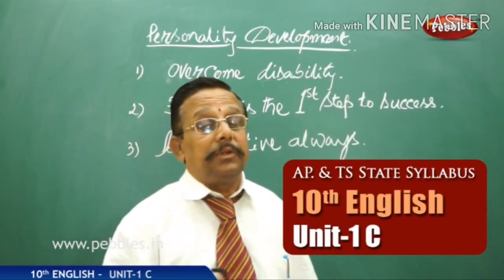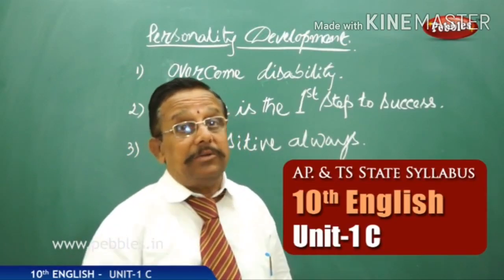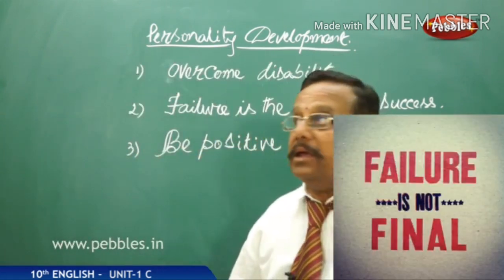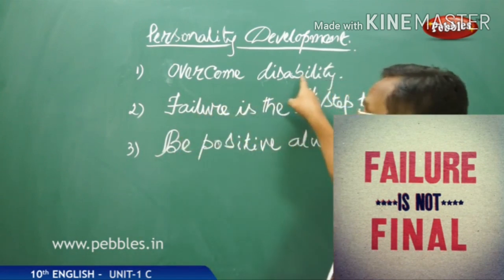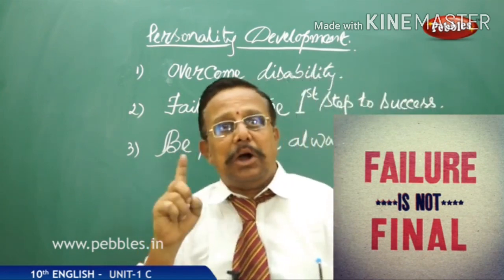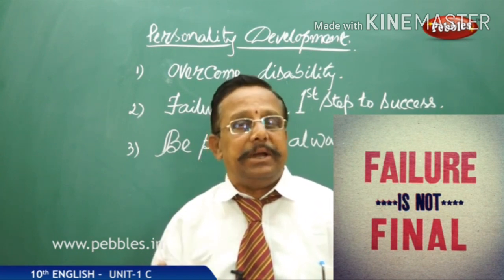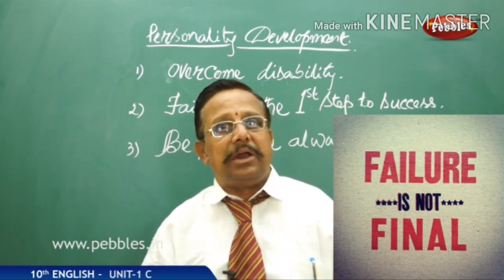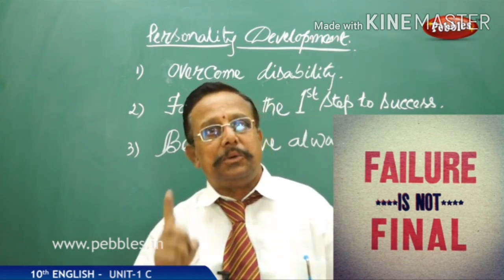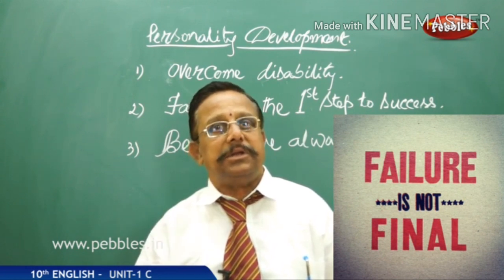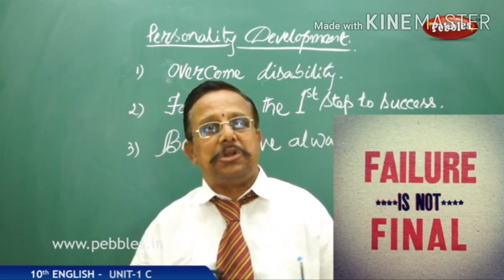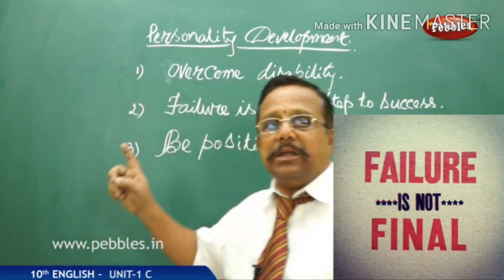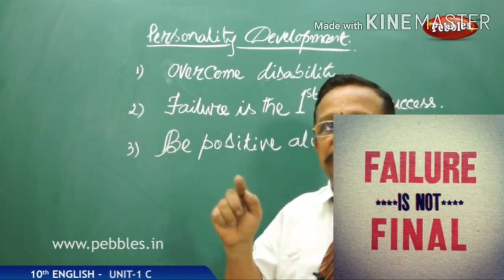In our earlier classes, we have dealt with two aspects of personality development. One is, as you see here, overcome disability. If you are encountering any disability, whether from birth or in the middle of your life, you are to come over it. You are not to sit there thinking that it is the full stop of our life. No. Put a comma and continue your journey. That is what Nick Vujicic says in our first lesson.